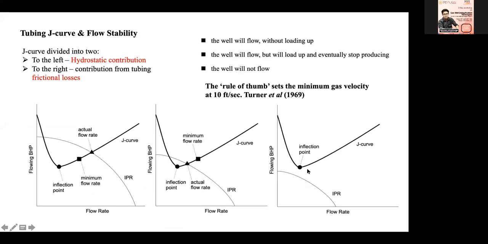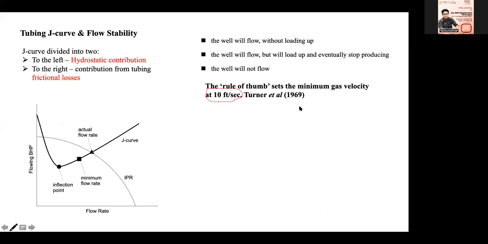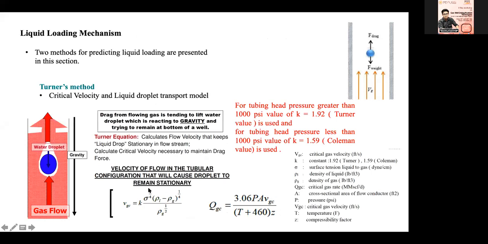Now, like I explained before, when there is no intersection between your TPR and the IPR, there is no flow. So in this case, you may want to use artificial lift. And one thing is that you can use 10 feet per second as a minimum gas velocity rule of thumb, and you will be able to calculate this critical gas rate very easily. If you don't know the density of liquid and gas in your wellbore, you will just use a gas velocity of 10 feet per second.